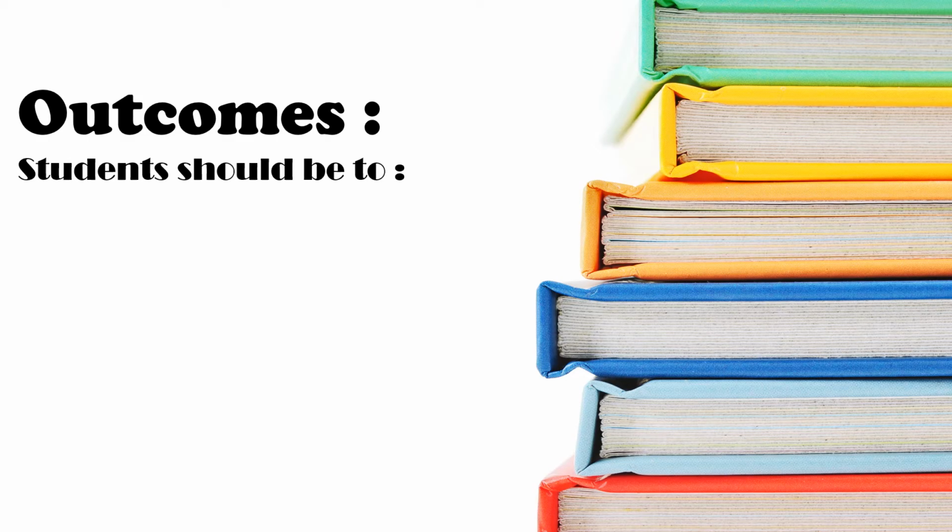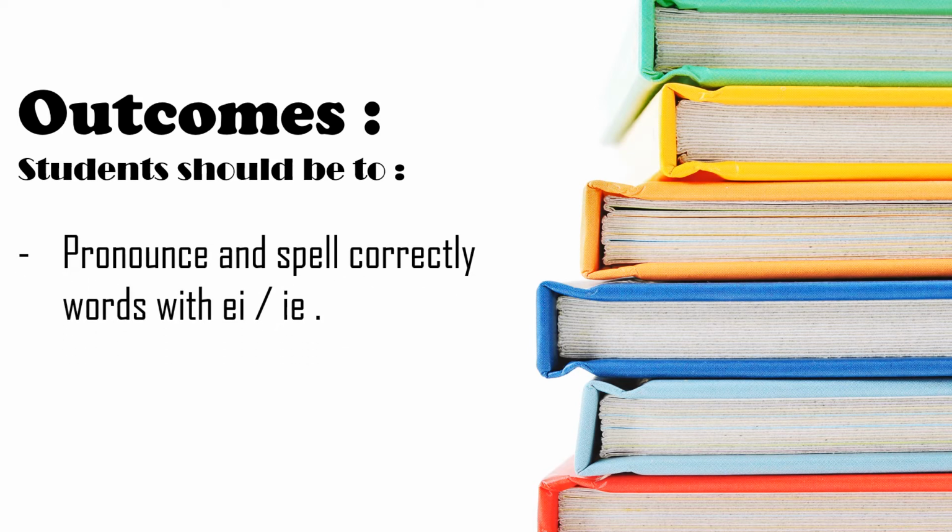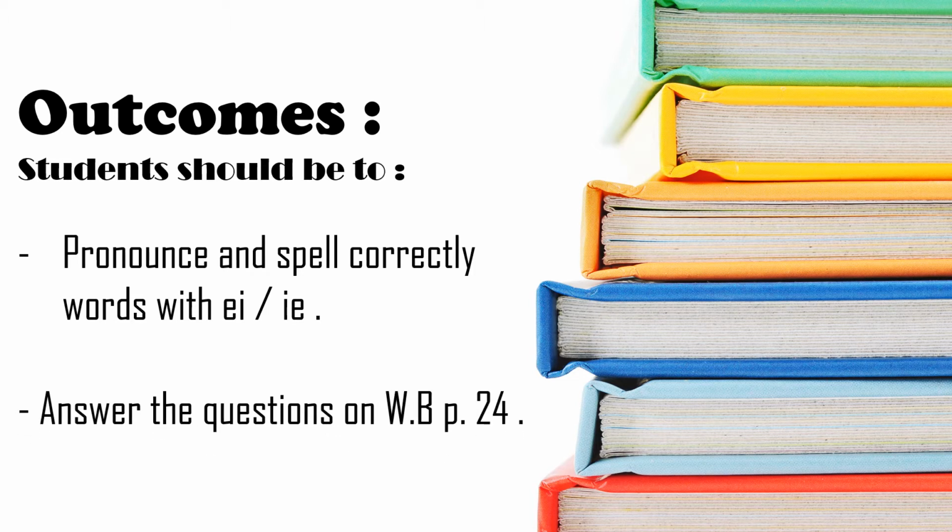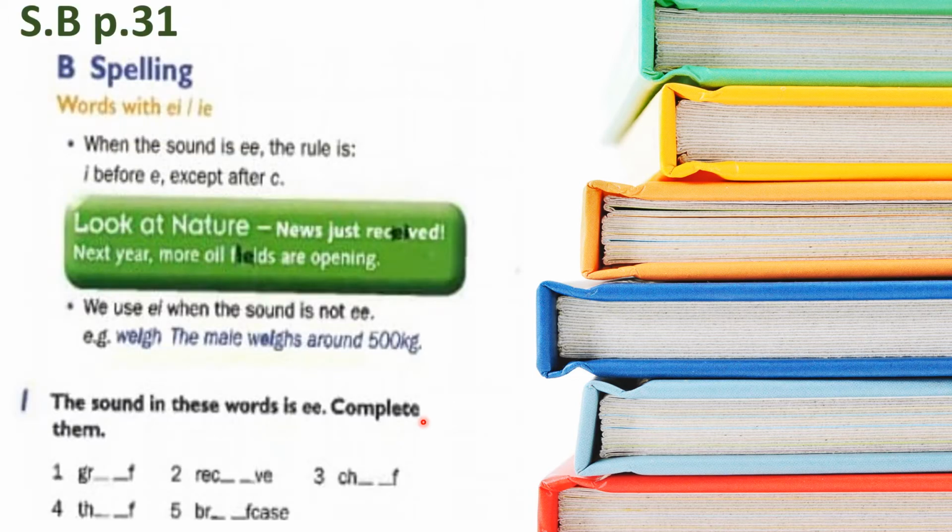The outcomes of our lesson: students should be able to pronounce and spell correctly words with EI, IE, and answer the questions on workbook page 24. So, open your student's book, page 31.